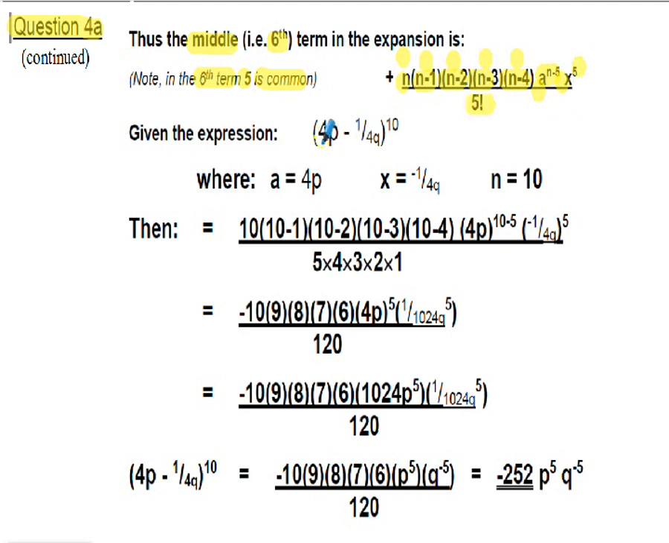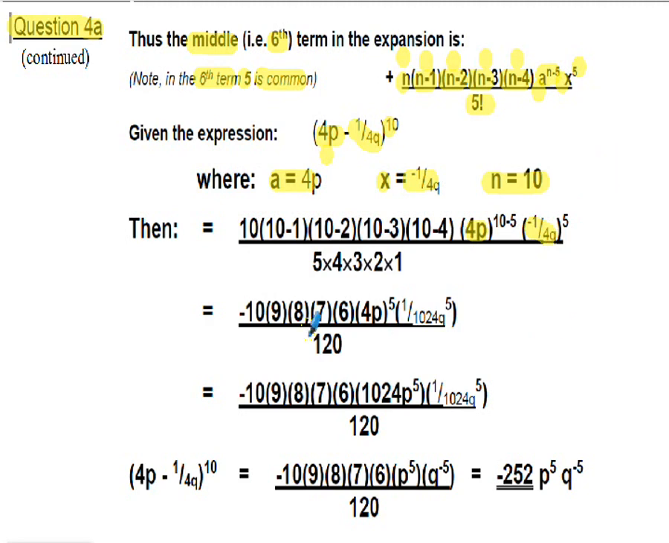The expression we're given is 4p take away 1 upon 4q, all raised to the power 10. Don't forget the first term is a, so a is equal to 4p in this case, and the second term is x, and x in this case is minus 1 upon 4q. Don't forget that negative. And n is equal to 10, the power is 10. All I do now is put those values into the expression: that's the a value, the 4p, and that's the x value, the minus 1 upon 4q.